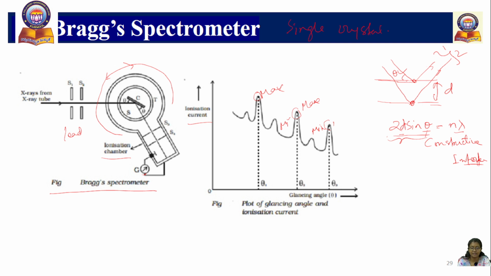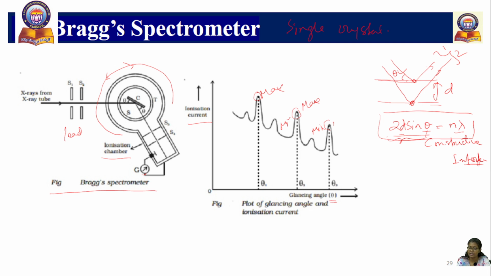If we repeat this experiment multiple times for a particular crystal, then theta 1, theta 2, theta 3, wherever we got those maxima, are constant. It is not that we accidentally got those values. Repeat the experiment and you will get the same result. So definitely there is a relation between this glancing angle and the ionization current. From which relation can we say this? 2d sin theta equals n lambda, that is Bragg's law.